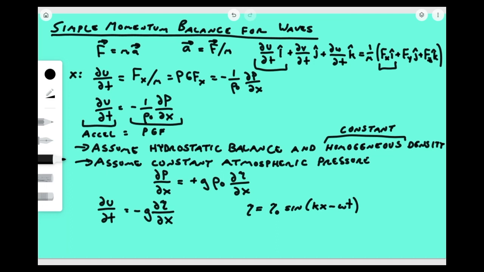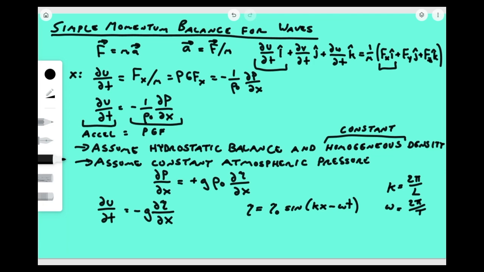Eta equals eta naught, where eta naught is the amplitude, times sine, and inside the sine is the argument kx minus omega t, where k is the wave number, and we could write that k equals 2 pi over the wavelength L. And the wave frequency omega is 2 pi over the period capital T.